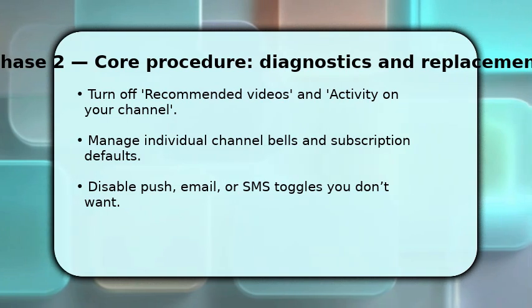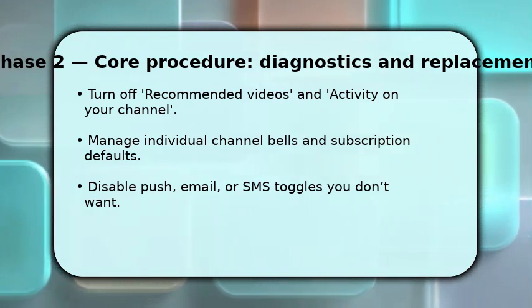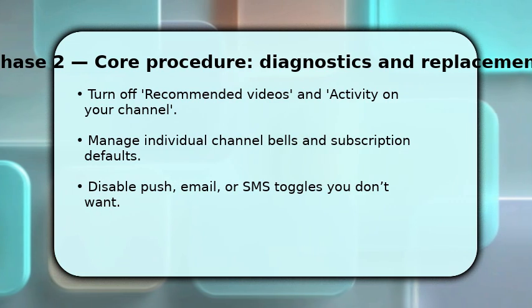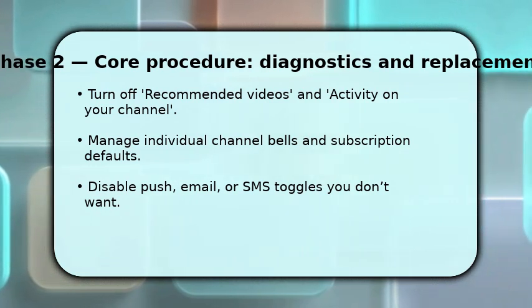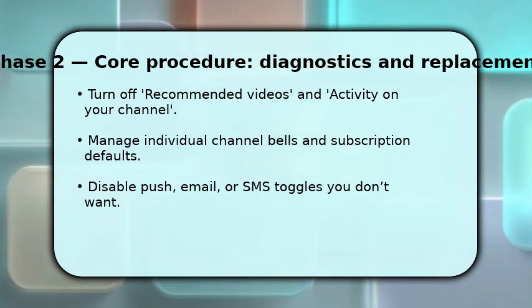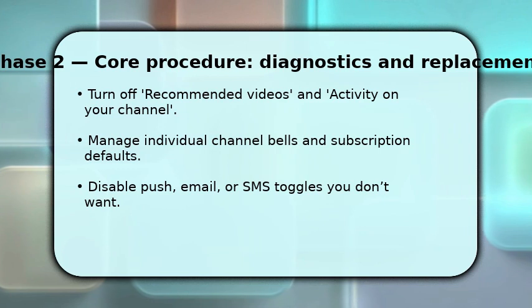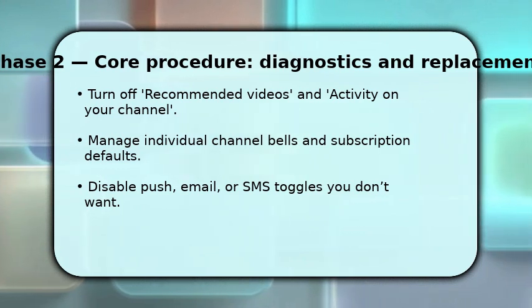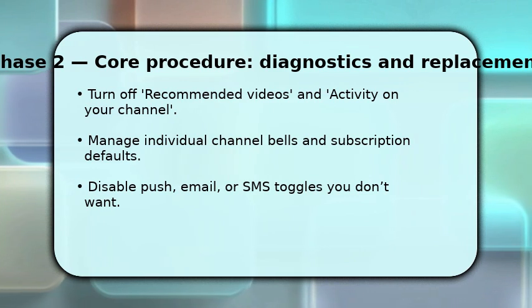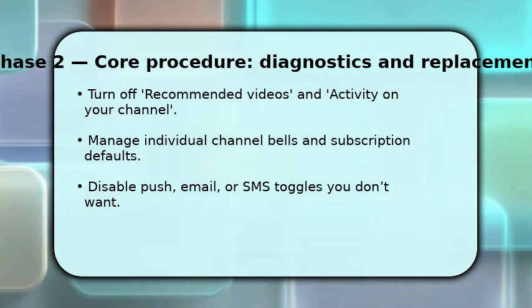First, scroll to Subscriptions and Channel Subscriptions sections. For channels sending too many alerts, click the bell icon on their page and select None or Personalized as needed. This stops immediate push noise. Also toggle off recommended video notifications and other types like email or SMS you don't want.